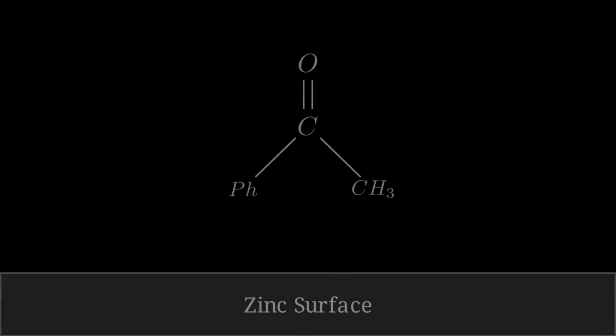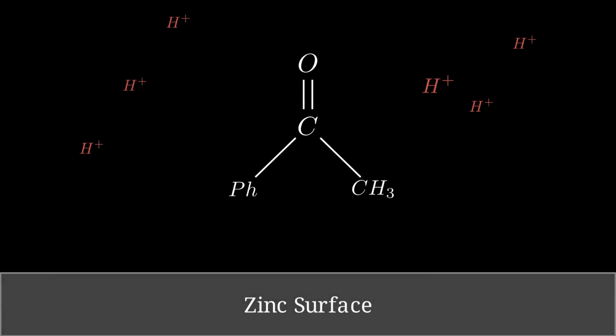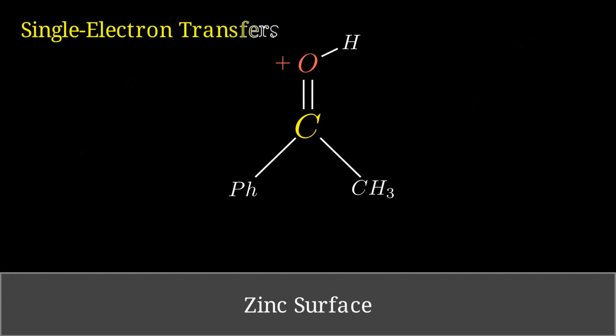In the presence of all that strong acid, the oxygen atom gets protonated. It grabs a hydrogen ion and becomes positively charged. This makes the central carbon even more hungry for electrons. And here's the key insight. The Clemmensen reduction is fundamentally a steady stream of single electron transfers.